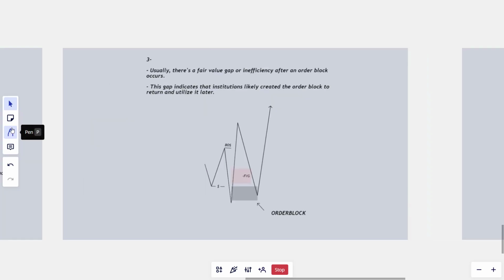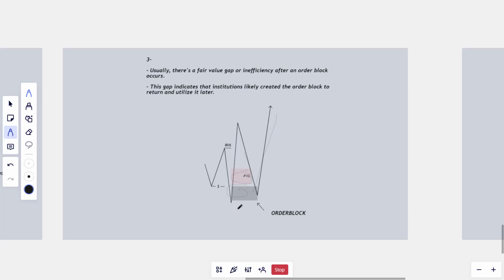And then the third step for picking the proper order block: there is usually a fair value gap or inefficiency after an order block occurs. So this gap indicates that institutions likely created the order block to return and utilize it later. As we can see here, after this liquidity sweep happened, price gave us a displacement, giving us a breakup structure, leaving this gap in the market, this fair value gap. This right here is a more confirmed order block. Price will then come back, fill that gap, and tap into our order block to then push price higher.